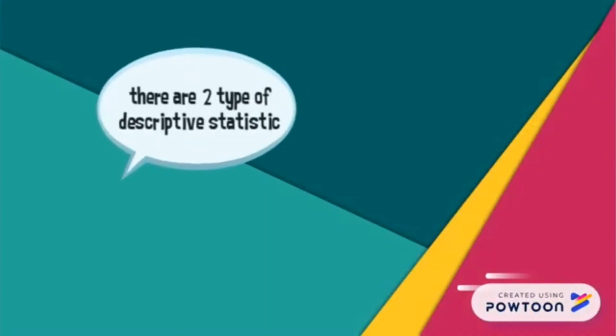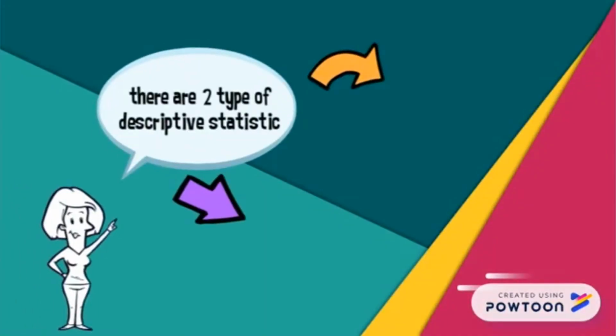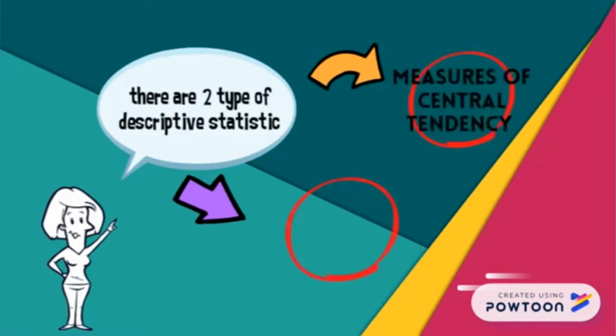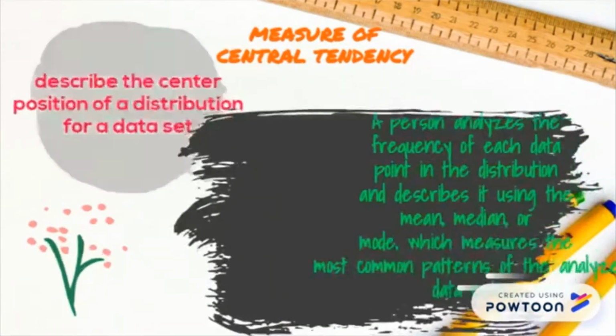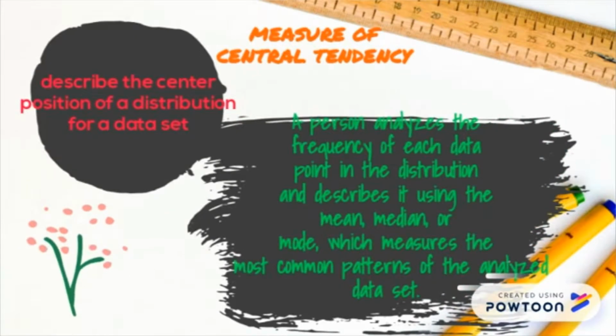There are two types of descriptive statistics. First, measures of central tendency, and second, measures of variability or spread. First, let's go to the measure of central tendency. It describes the center position of the distribution for a data set. A person analyzes the frequency of each data point in the distribution and describes it using the mean, median, or mode, which measure the most common pattern of the analyzed data set.